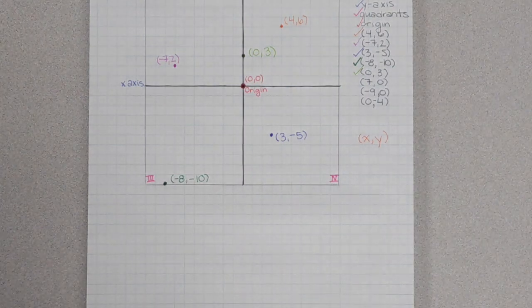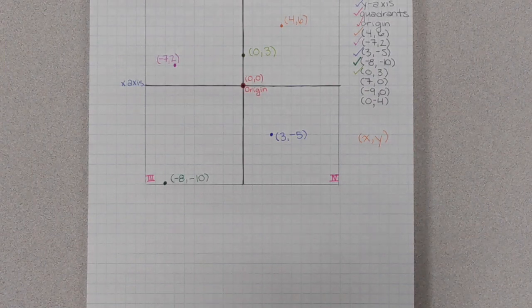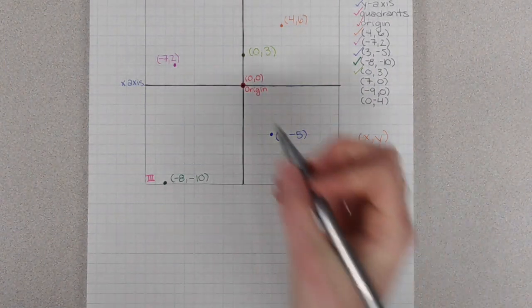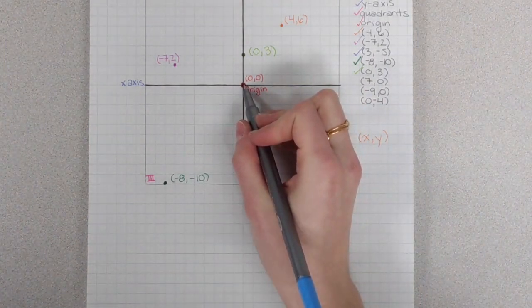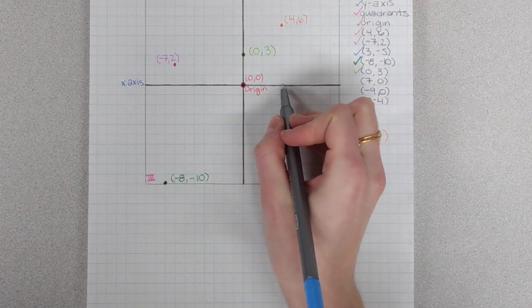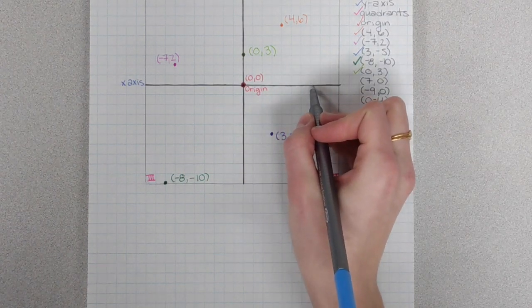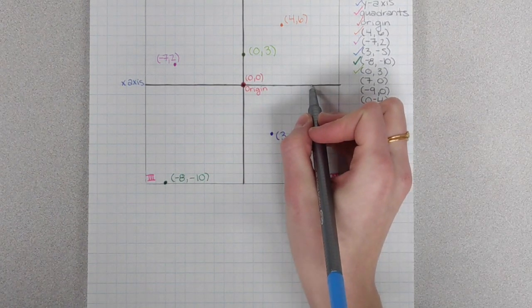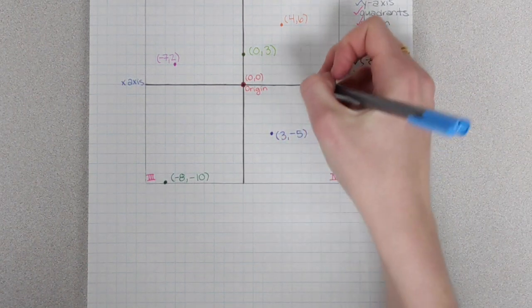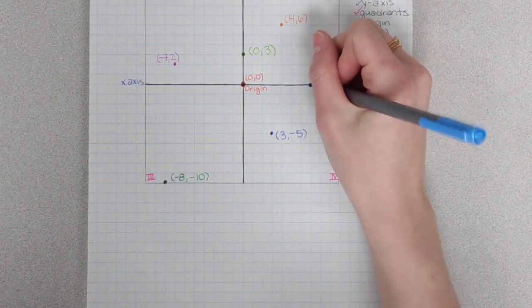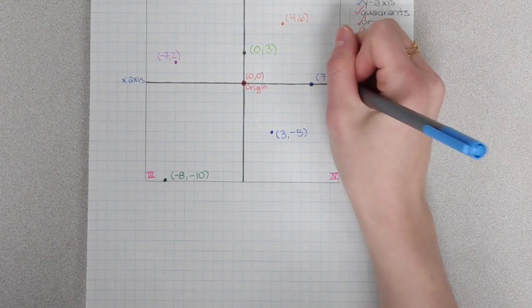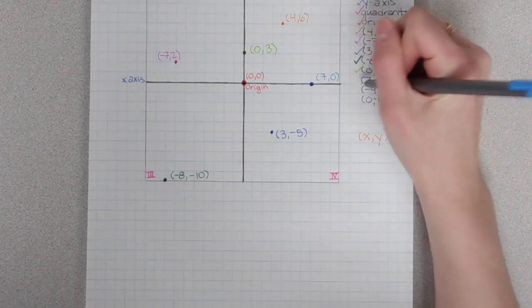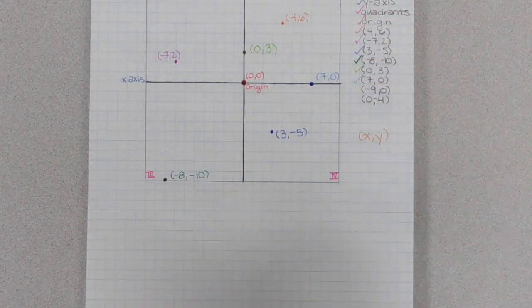The next point is kind of the opposite, because this time I have an x value, but my y value is just 0. So I'll go across my x-axis, 1, 2, 3, 4, 5, 6, 7. But then I don't have to move up or down on my y-axis since the y value is just 0. So there is my point 7, 0.